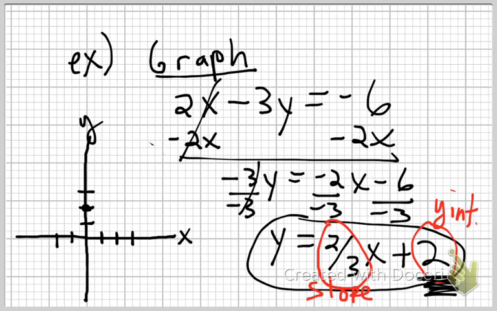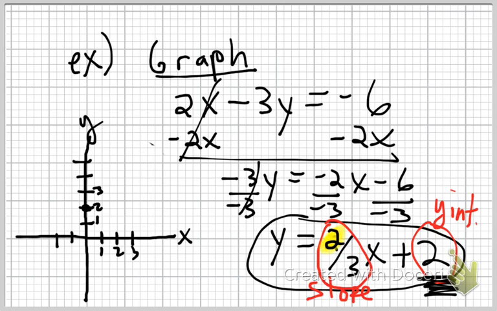Then the slope, let me put some more tick marks in here. My tick marks mean 1 unit. Each tick mark is 1 unit. So if it helps you, I'll put some numbers in there. 1, 2, 3, 1, 2, 3, etc. So the slope tells you how to move. Recall that slope is rise over run. So basically, I'll highlight this. 2 is my rise.